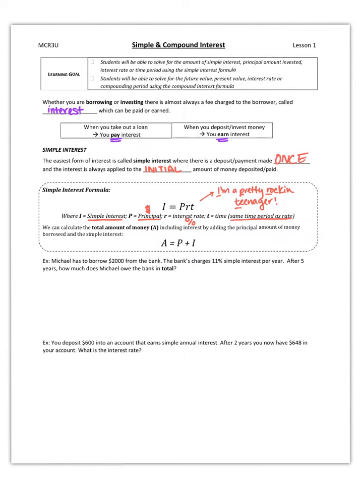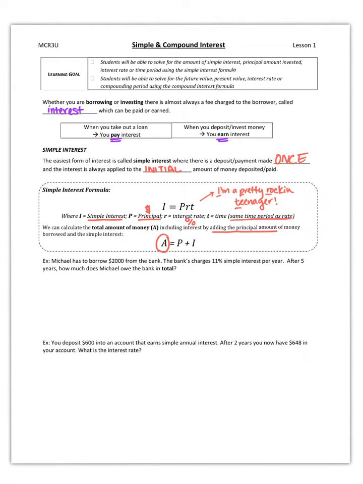Now, if you're looking at interest, that is just the amount earned, right? If you're depositing money, you're earning it, or if you're paying a loan, then you're paying this interest. But if you ever want to find the total amount of money owed or in your account, you have to add your principal back to that amount. So that's why A represents our total amount, which is going to be the principal plus the interest.